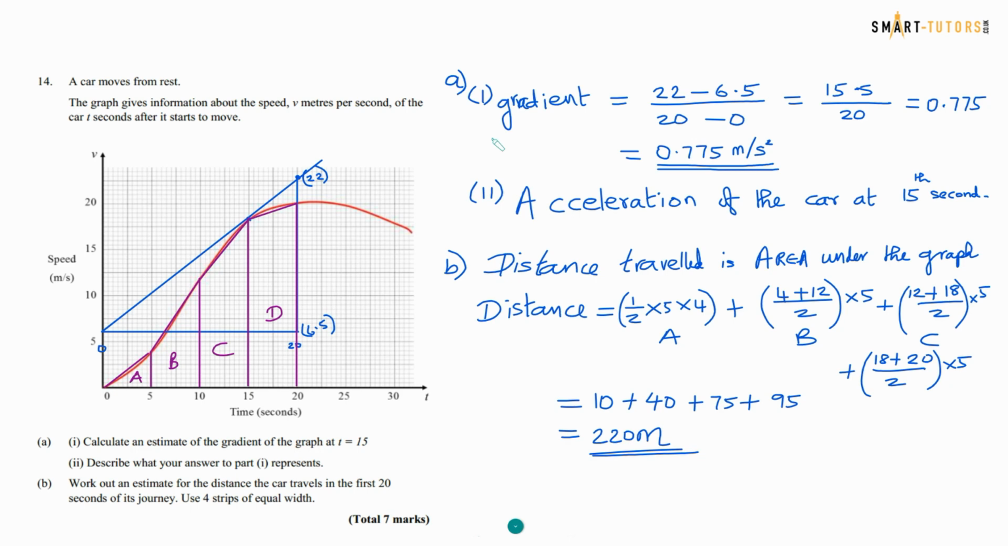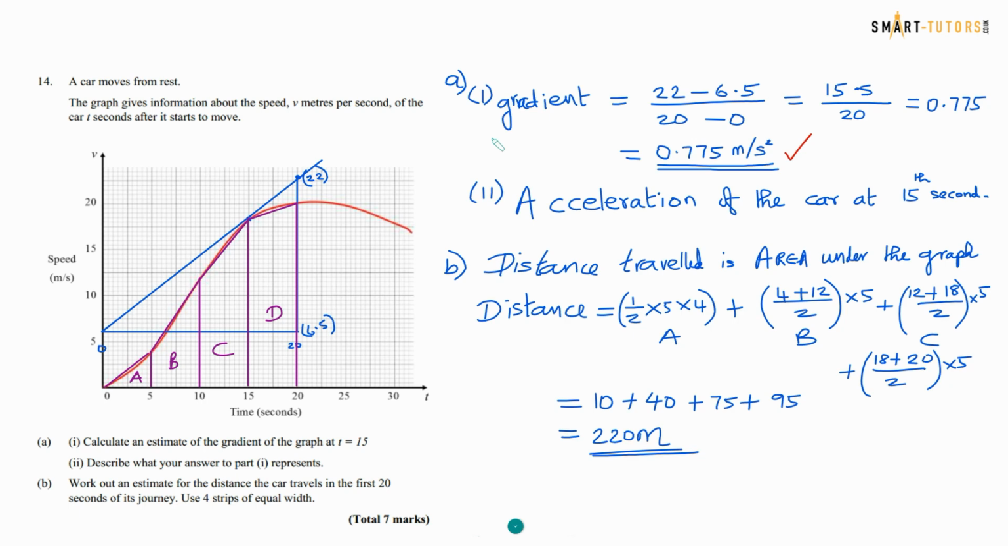So the rise is 22 take away 6.5, which is 15.5. The run is 0 to 20, which is 20. So that is the answer for the gradient. Describe what your answer in part 1 represents: the acceleration of the car at the 15th second.